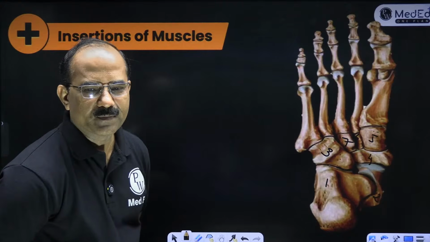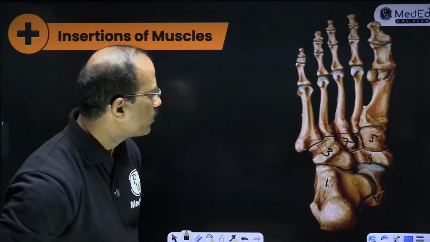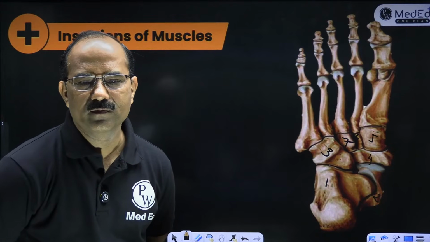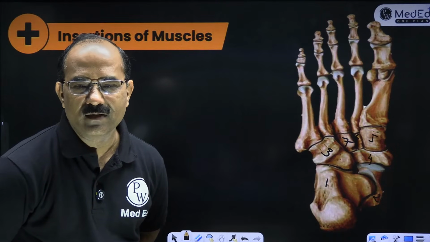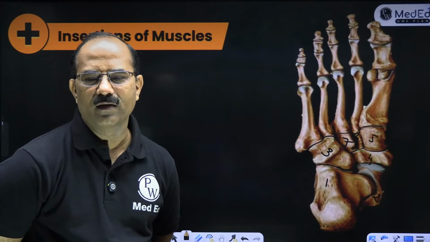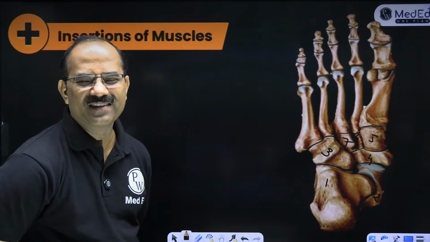One is calcaneum, 2 is talus. I want 3. Who is number 3? Who is number 4? Any guesses? 1 is calcaneum, 2 is talus. Who are 3 and 4? Yes, speak up. I am looking at the answers. Who is number 3, children?